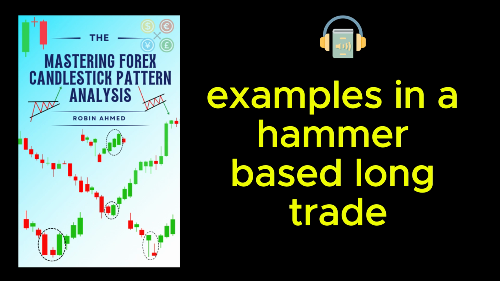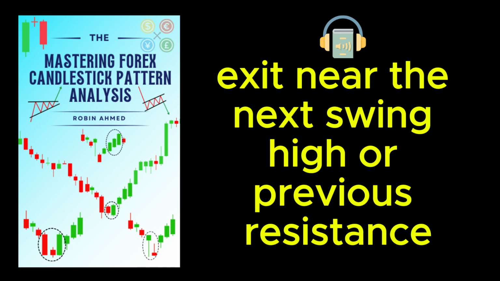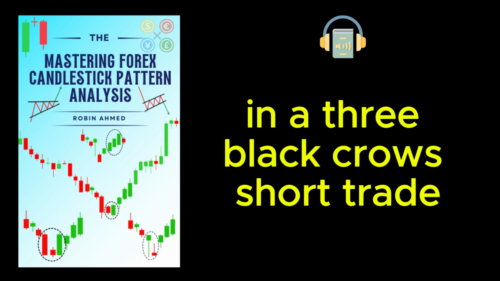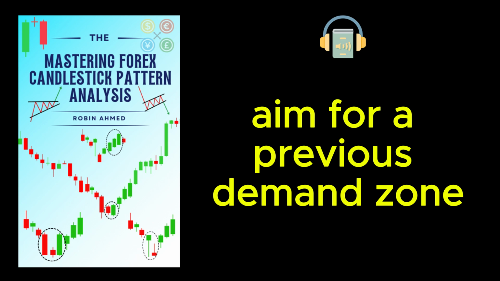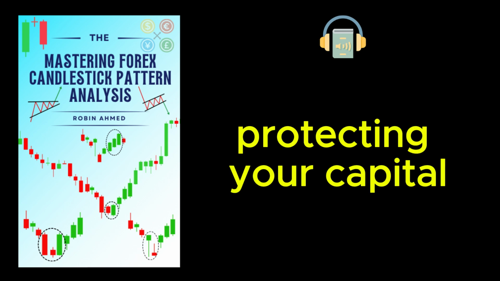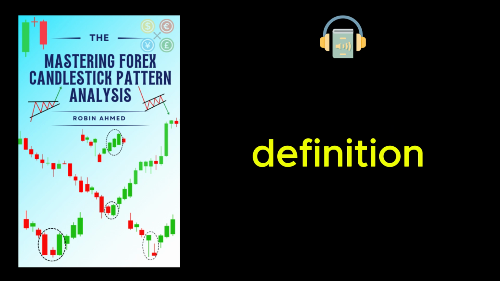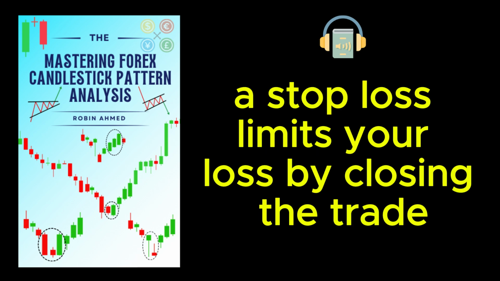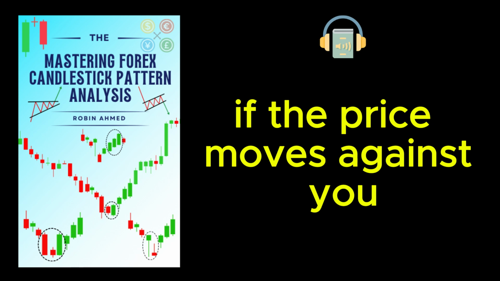Examples: in a hammer-based long trade, exit near the next swing high or previous resistance. In a 3 black crows short trade, aim for a previous demand zone. 3. Stop loss: protecting your capital. Definition: a stop loss limits your loss by closing the trade if the price moves against you.